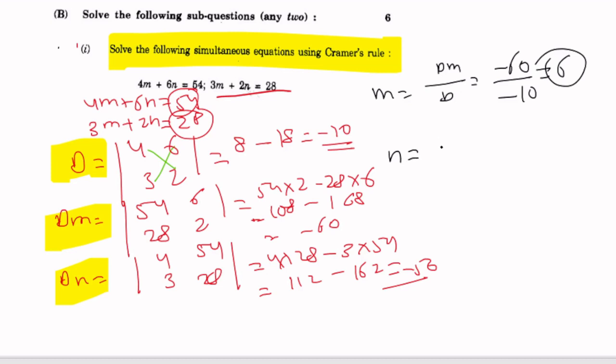Similarly in the n case, n is dn upon d. dn is minus 50 and your d is minus 10. Your answer is 5. Believe me, student, if your logic is clear, definitely you will rock in your exam.